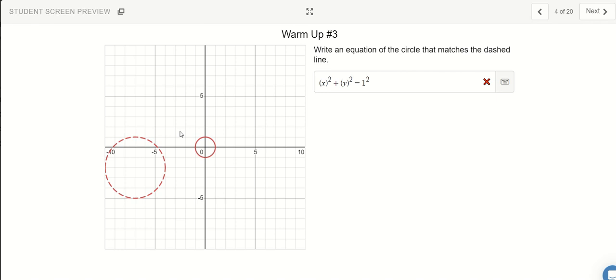Okay, moving forward. I'm going to shift to the left, so I need to add to shift to the left. Let's do +7. All right, to shift it down, I'm going to add, +2. And it looks like this one has a radius of 3, so I'm going to do 3 squared.